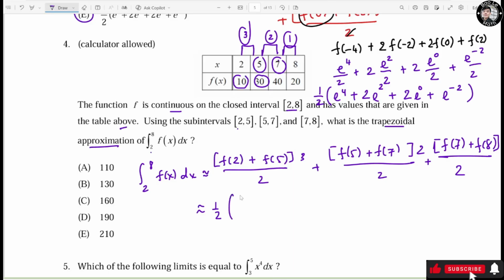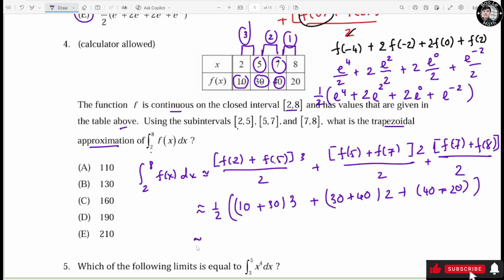So I have f of 2 right here equals 10, plus f of 5 equals 30, altogether multiplied by 3, plus f of 5 right here equals 30, f of 7 equals 40, times 2, plus f of 7 equals 40, f of 8 equals 20.